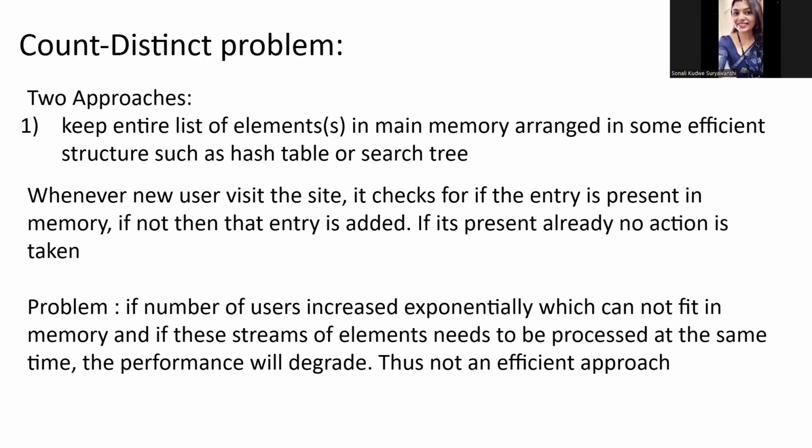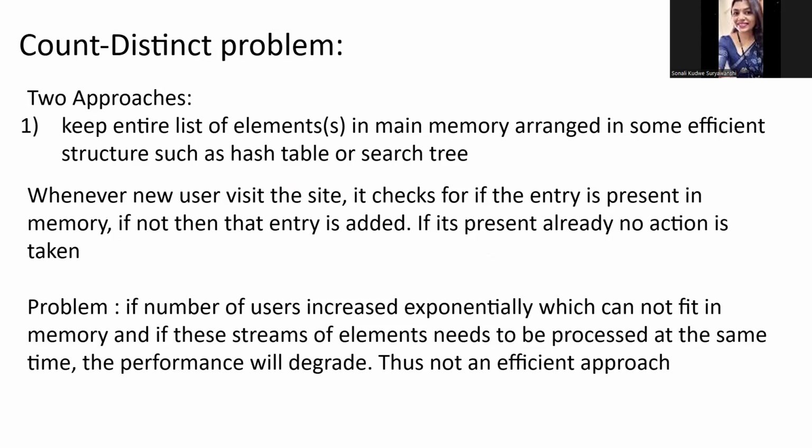Now here, the counting distinct problem takes two approaches. The first approach is where we consider that all the elements reside in the main memory, and we are arranging these elements in such an order that we create specialized structures to store all of them. So let's say I'm using a hash table, or a search tree, and I'm storing my information in these structures. Whenever a user visits a site, we check if that user's entry is present in our table or our search tree. And if it is, then we are not going to add that entry to the database, right?